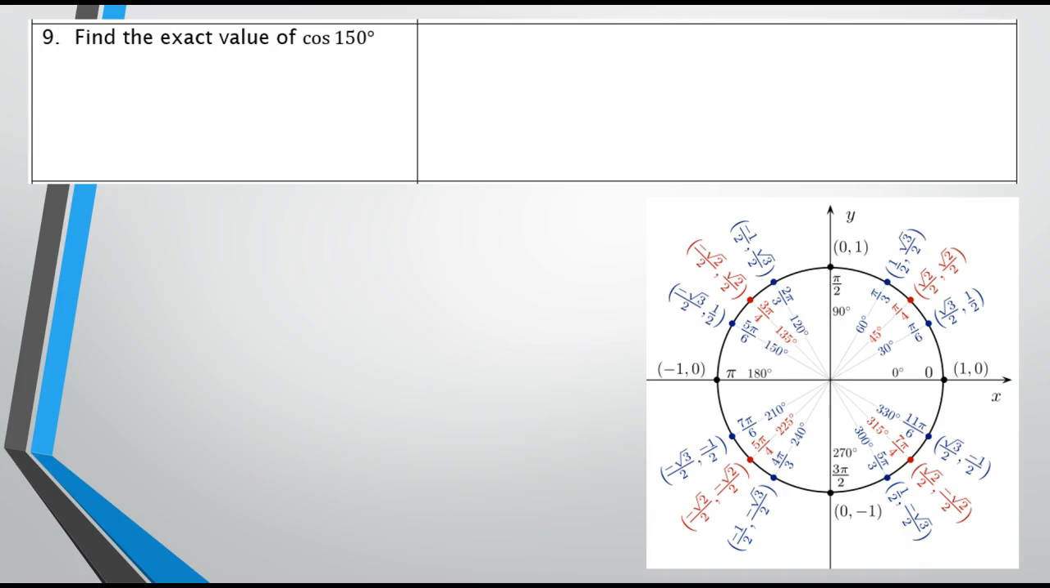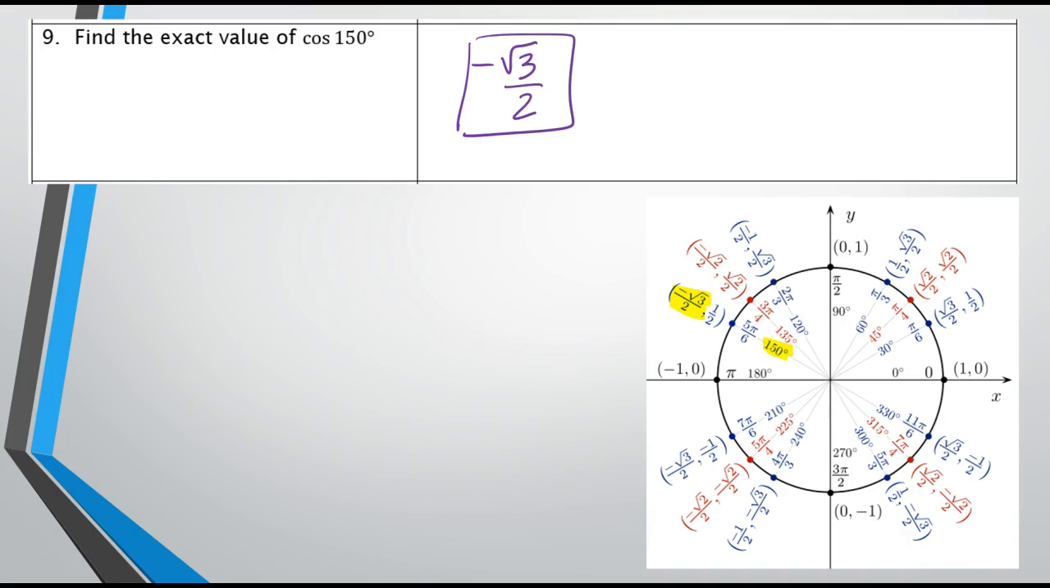Using the unit circle to find cosine of 150 is very simple. All we're going to do is find 150 on the unit circle, which is right here, and our cosine value is always our x value. So the answer to this problem is going to be negative square root of 3 over 2.